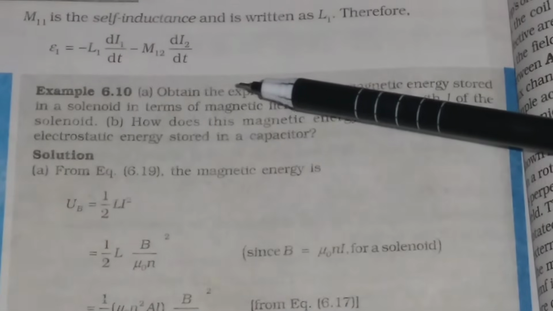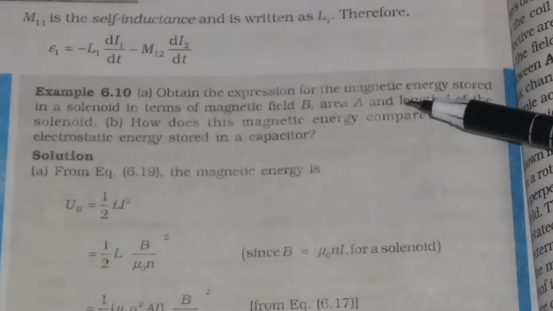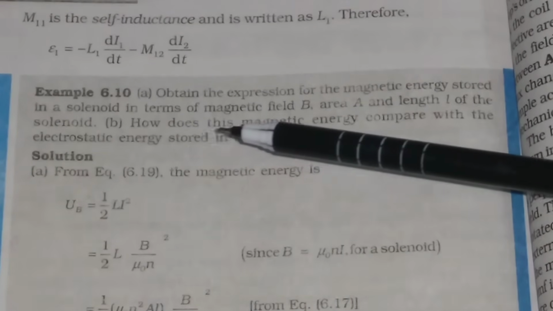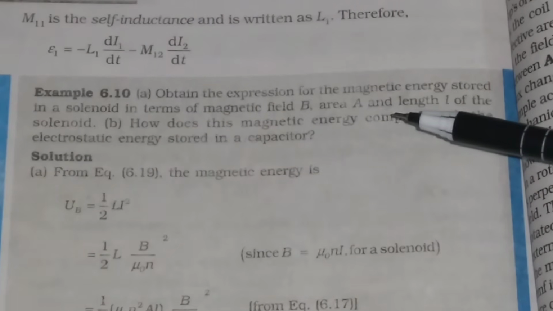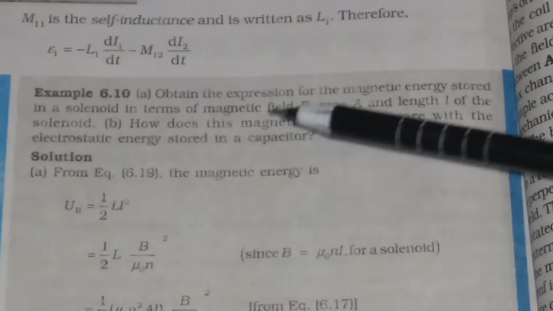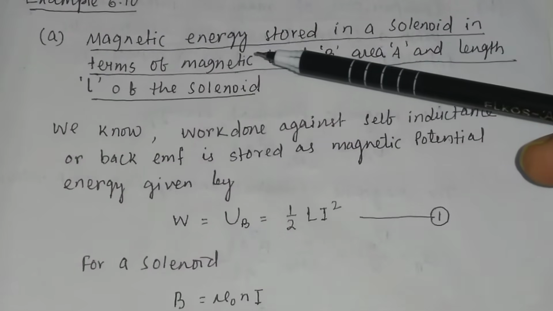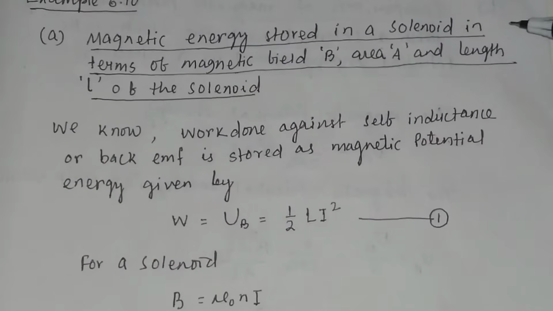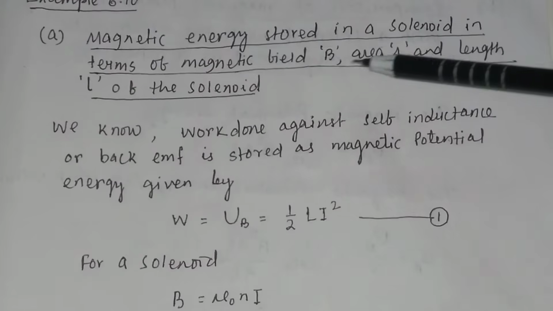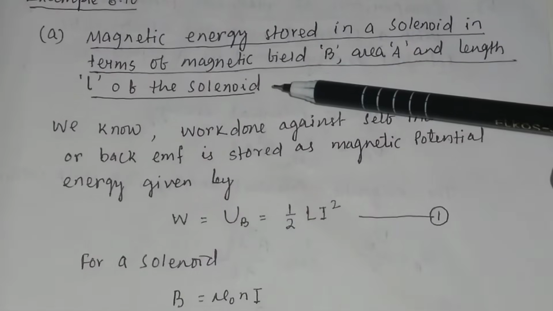Let us work out a problem. Obtain the expression for the magnetic energy stored in a solenoid in terms of magnetic field B, area A and length L of the solenoid. So here we have to find out the magnetic energy, or magnetic potential energy, stored in a solenoid in terms of magnetic field B, area A and length of the solenoid L.